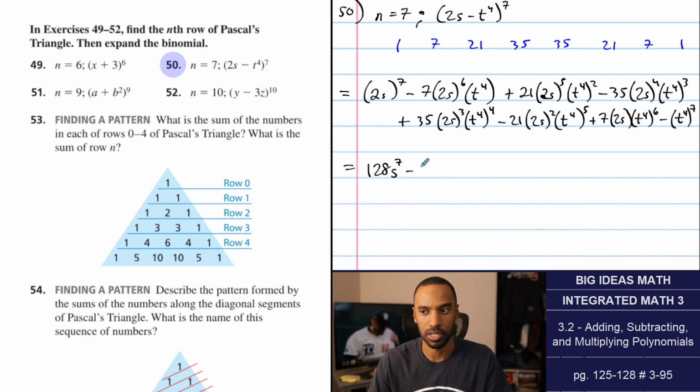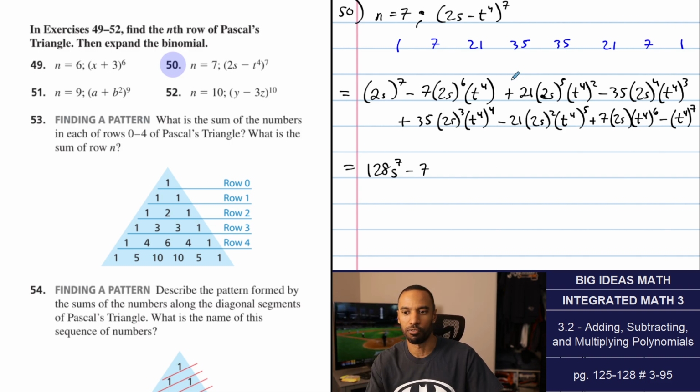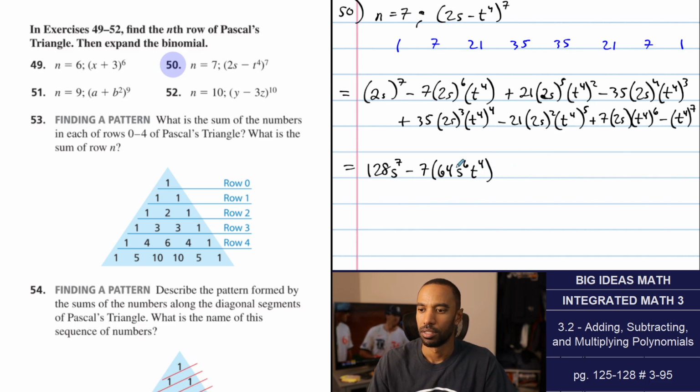Minus, this is a lot of stuff. This is 7. Now, the t to the 4th will stay after that anyway, but 2 to the 6th, what's 2 to the 6th? It's 64. So 7 times 64, and then we have s to the 6th and t to the 4th, right? 21 is going to have to multiply by 32 here, 32, s to the 5th.